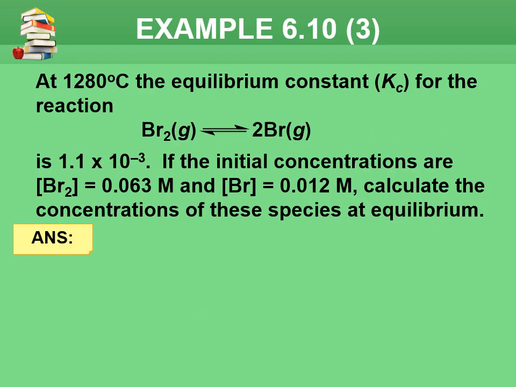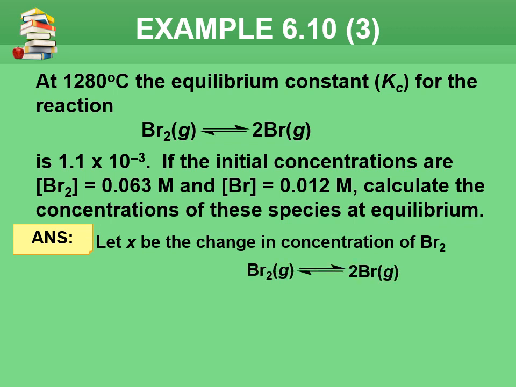Question 3. At certain temperature, the equilibrium constant Kc for the reaction Br2 becomes 2Br is 1.1 times 10 to the power of negative 3. The initial concentrations of Br2 is 0.063 molar and Br is 0.012 molar. Calculate the concentrations of these species at equilibrium. Let's do the ICE table immediately.